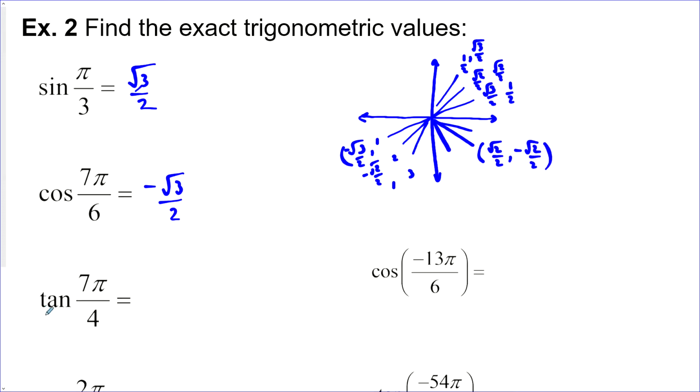And so this one is tan. So tan is opposite over adjacent, or y over x. So negative root 2 over 2 divided by root 2 over 2 is negative 1.